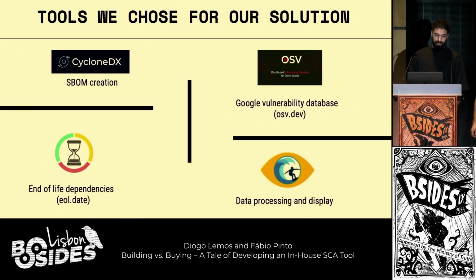So I'll give you a walkthrough of the solution that we did. And I will start with the tool that we chose to build this application. So in order to generate the software bill of materials, we chose CycloneDX from OWASP. It's a really nice tool. It's one of the standards that we have right now, and it generates the SBOMs for the applications.